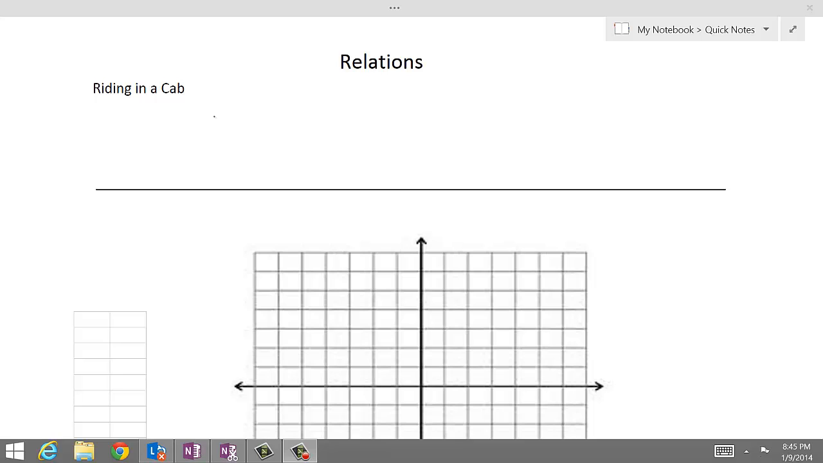But for precise understanding and in-depth analysis, let's take an example of riding in a cab where the distance and the fare, these are the two quantities, and we will investigate the relation between these two quantities. How the fare changes when the distance from the origin changes. Let's consider that the base fare is $5.